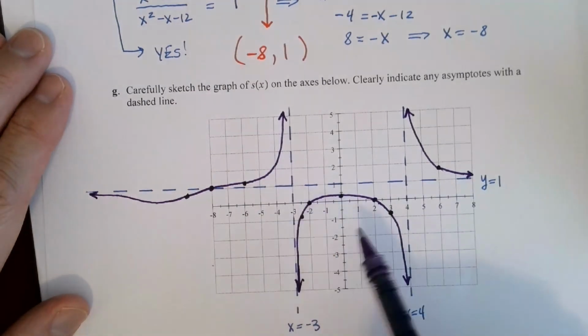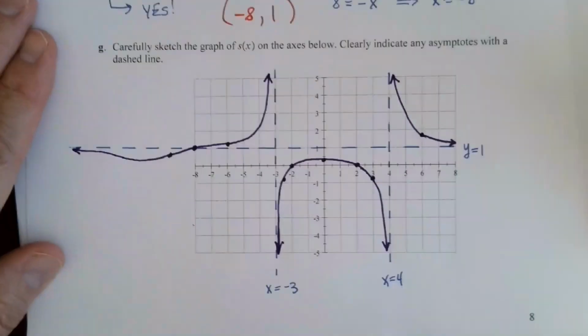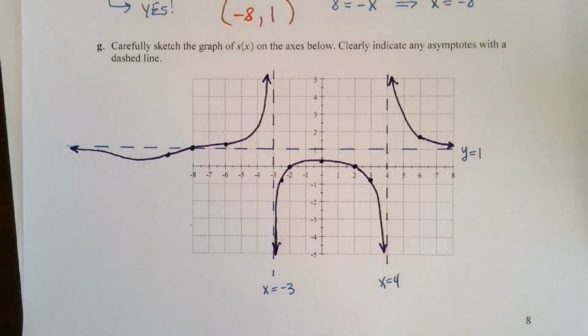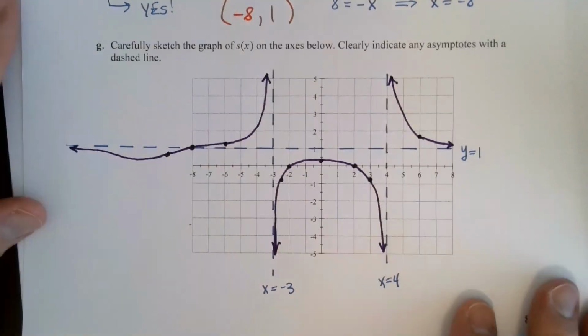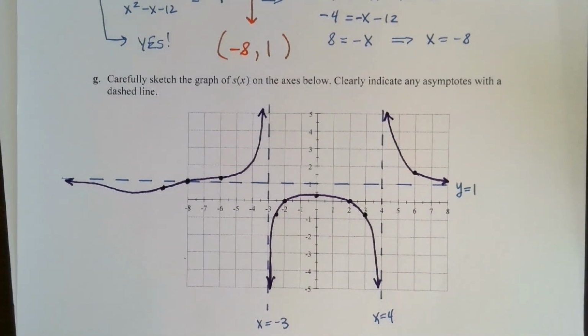So that was a little tricky. Again, this is a rough sketch. I might not have the height of the function exactly right. If you plot more points, you can be more precise. But that's a rough sketch of the graph. And that's what I'd like you to be able to do on a test, is to go through each of these parts that we went through and then carefully sketch the graph showing vertical and horizontal asymptotes.